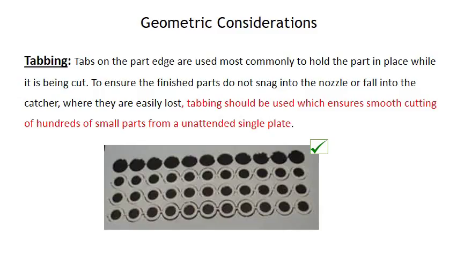Going to the next rule, which is tabbing. Tabs are used on the part edge to hold the part in place while it is being cut. To ensure that the finished parts do not snag into the nozzle or fall into the catcher where they are easily lost, tabbing should be done, which ensures smooth cutting of hundreds of small parts from a single small plate. As you can see here in the figure, hundreds of parts are cut from a single plate using tabbing. So this is a perfectly correct design.